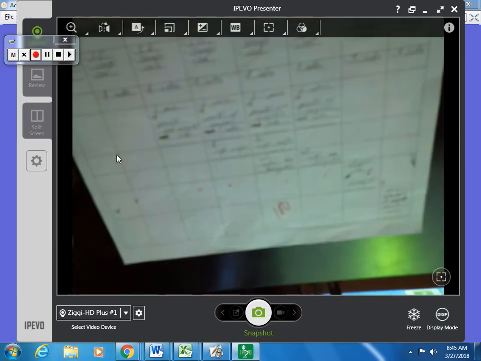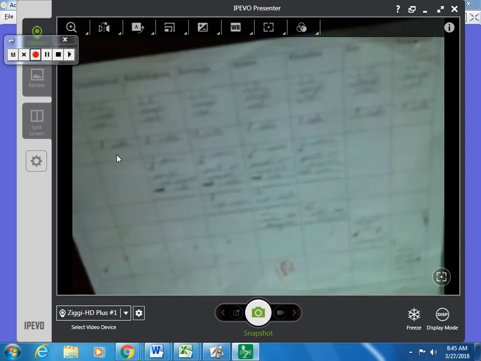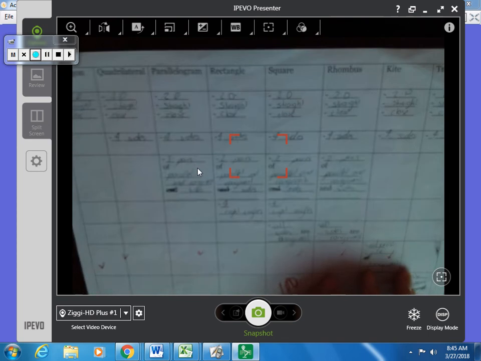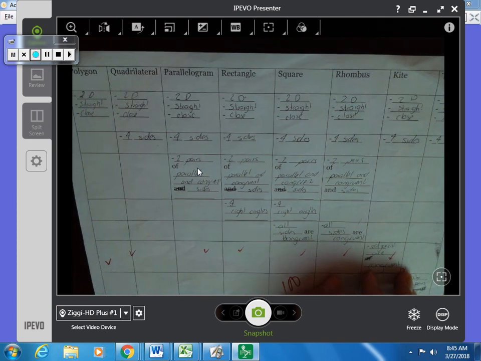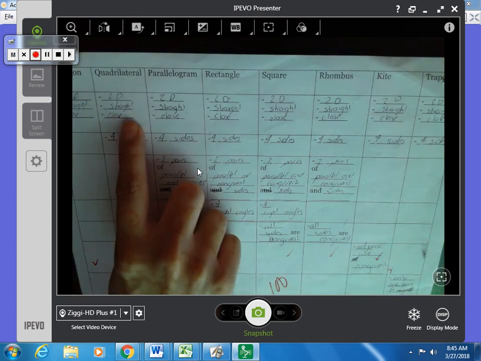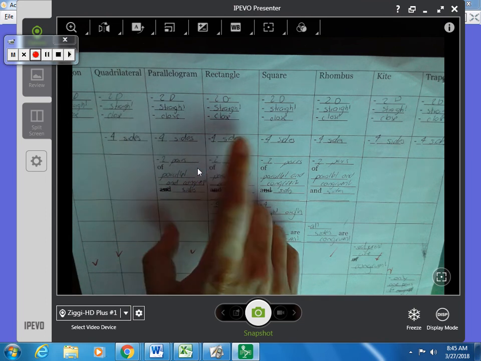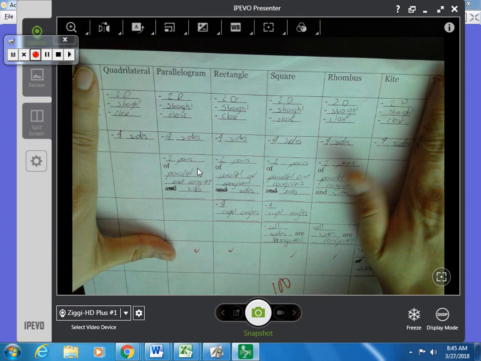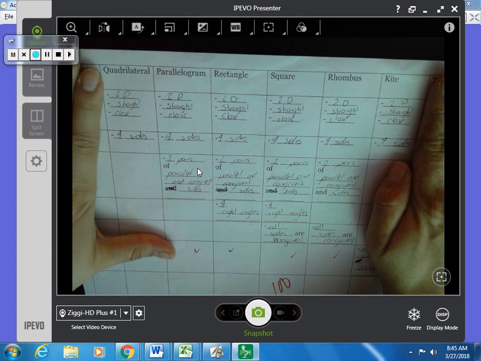So of the ones that you get to choose from, it won't be all the shapes. It'll be just 6 of these. So one more time, you're going to pick between 6 of them. You're going to figure out if it's a quadrilateral, a parallelogram, a rectangle, square, rhombus, or kite. Those are the 6 that we're going to deal with. Figure out which one of these 6 you have. Okay?